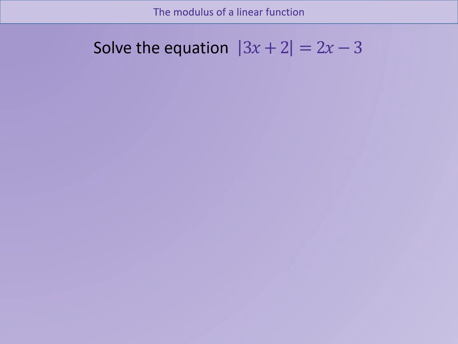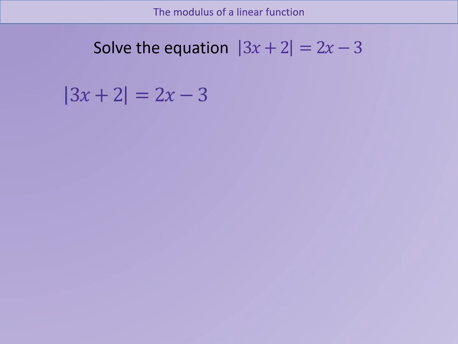Okay, so here's one to practice on your own. Just have a go at solving this mod function using the skills I just showed you and see how you get on. You might want to pause and re-listen to my answer, see what you get.